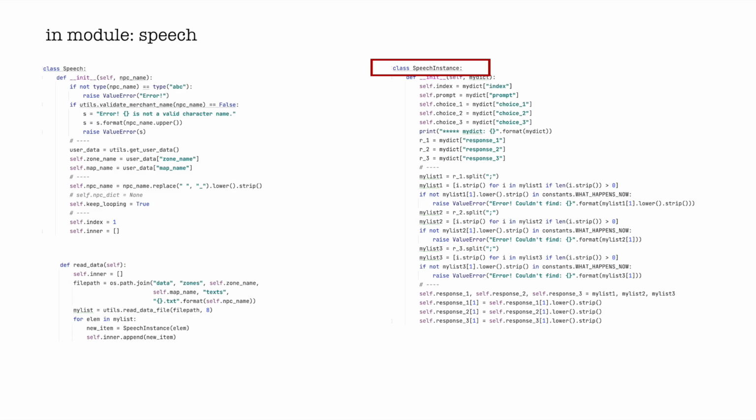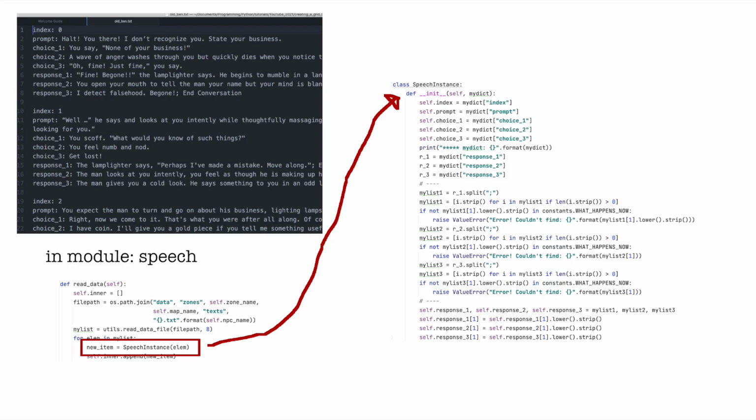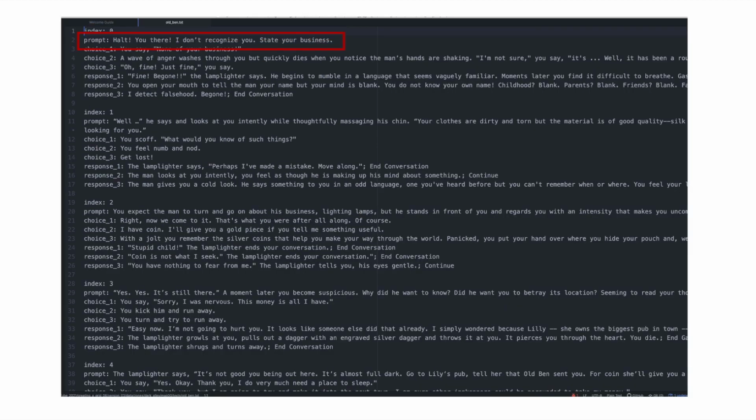To see the relevance of these classes, let's take a peek at the data files the speech class reads in. What you're seeing on the screen is from the text file named Old Ben. There are 8 fields here: an index, a prompt, 3 choices, and 3 responses. Let's go over these.